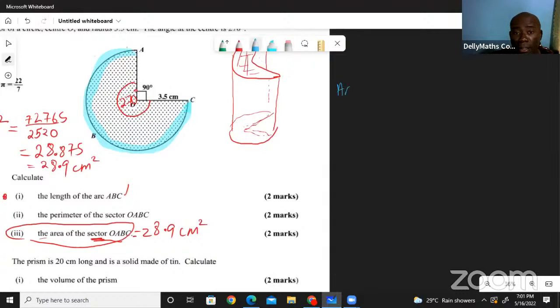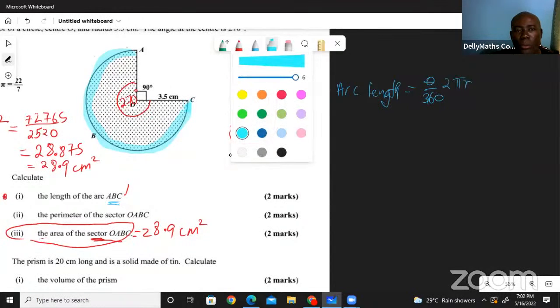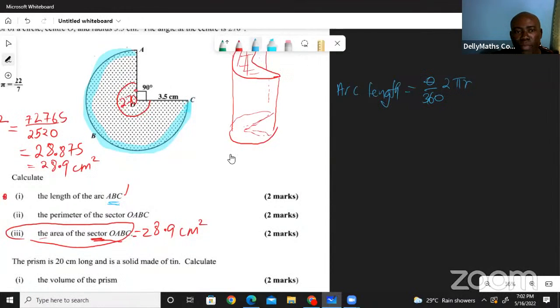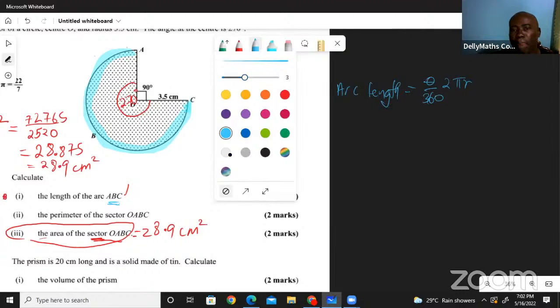So arc length is equal to theta over 360, and guess what? CXC give you this times 2 pi r. 2 pi r is coming from circumference. So arc length is a part of the circumference. Hence, this is just a part of the circumference of the circle. And that's where we're heading now. So basically, let's go for that arc length.